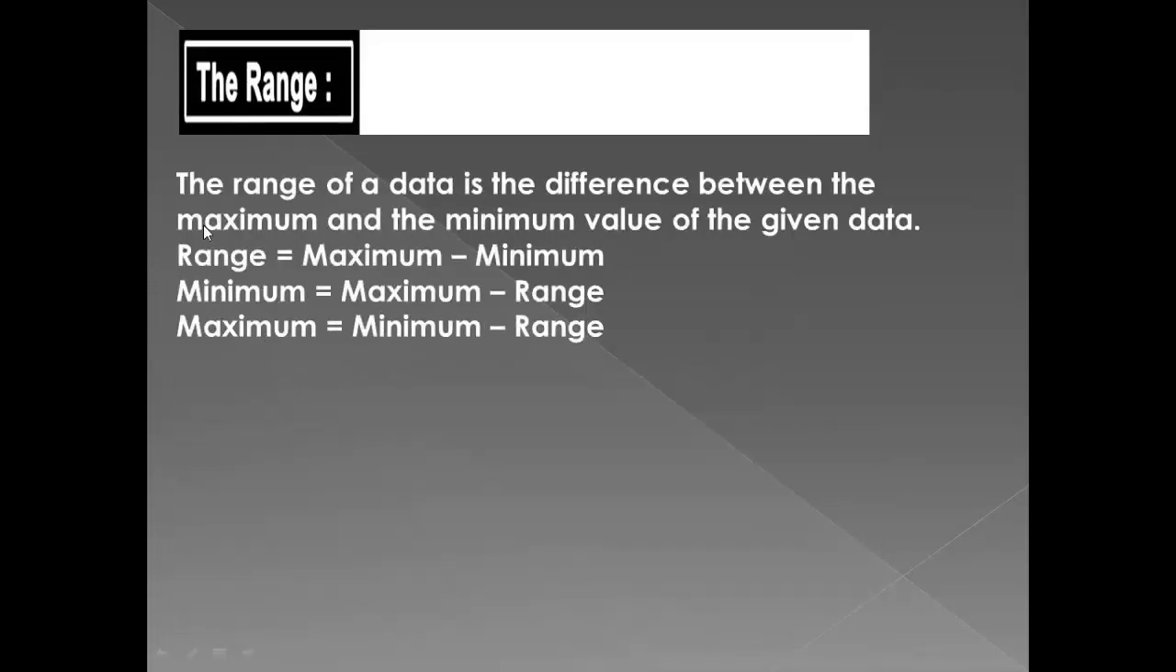The range. What is the meaning of the range? The range of data is the difference between the maximum and the minimum value of the given data. The range equals maximum minus minimum. Minimum equals maximum minus range. Maximum equals minimum plus range.